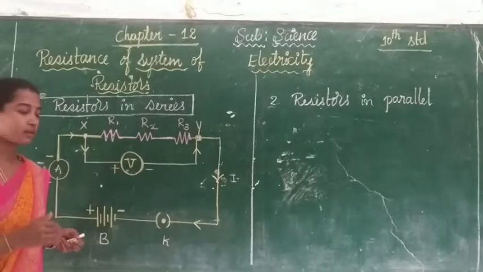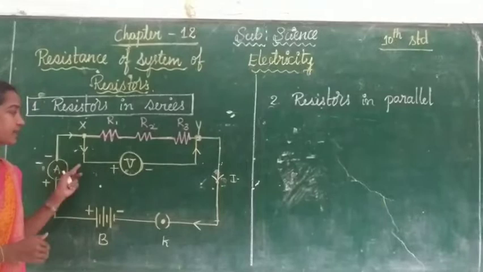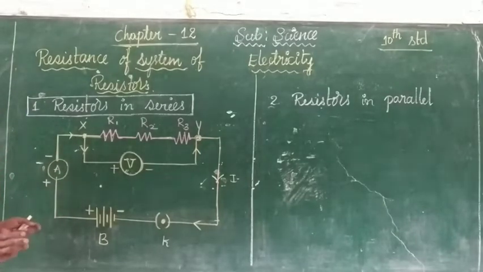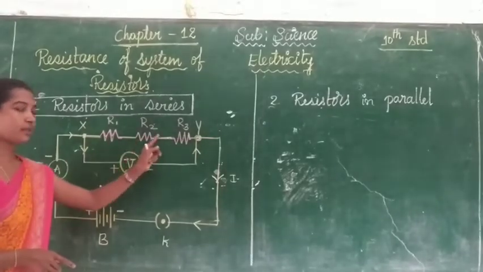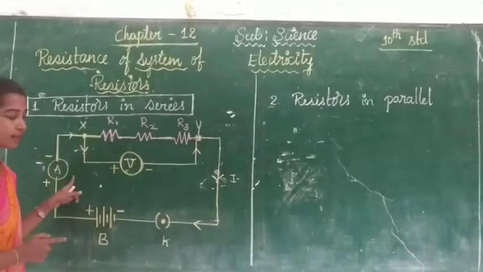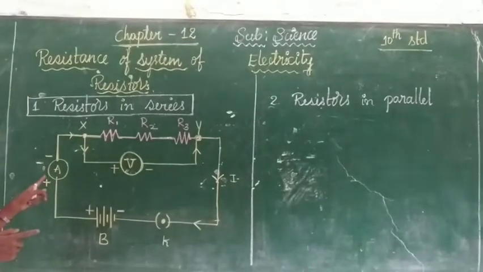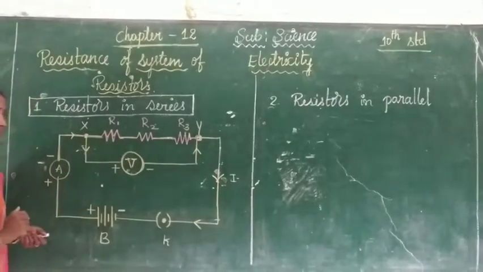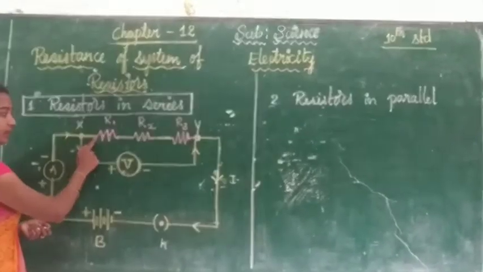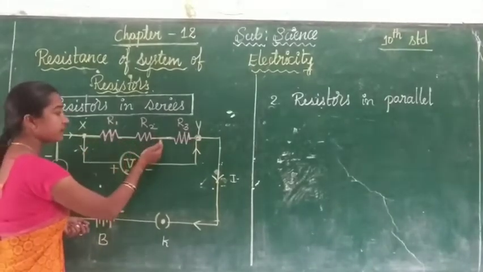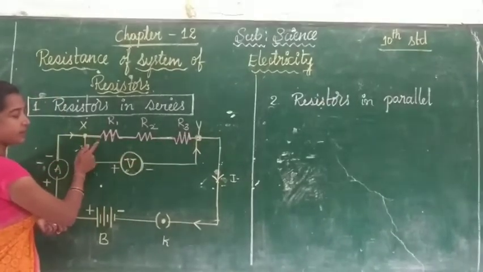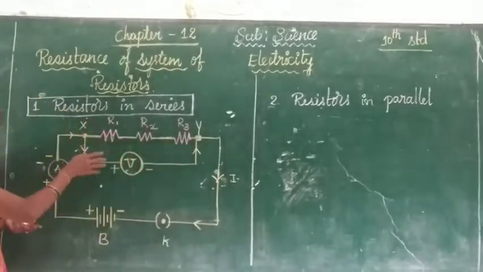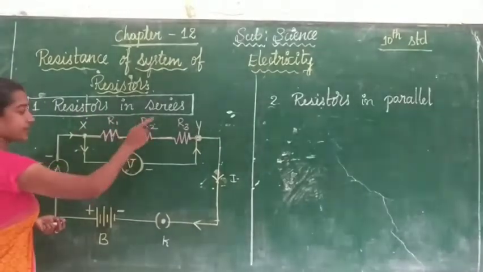Children, now let's learn about resistors in series. Look at this, children. There are three resistors, R1, R2 and R3. All of you look at this circuit diagram. This is a simple circuit diagram. R1, R2 and R3 are different resistors, each connected with the end of another resistor. This kind of connection is called a series connection.